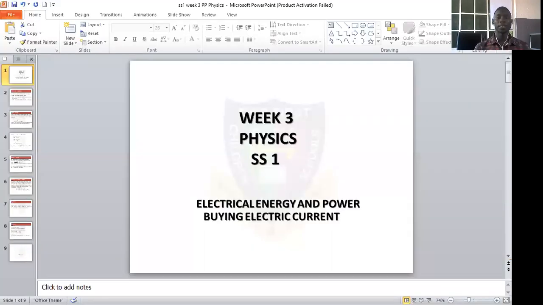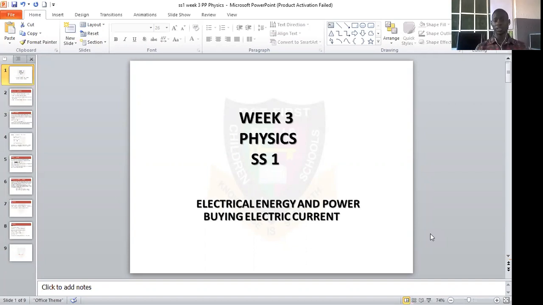Well, this week we'll be looking at another topic entirely. This is electrical energy and power by electric currents. I'd like you to take note of two words here, energy and power. Basically, energy is the ability to do work.